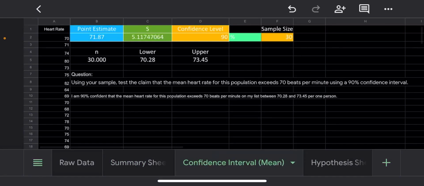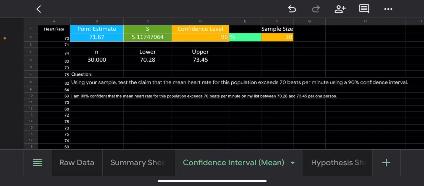Here's the confidence interval. The question I'm answering is, using your sample, test the claim that the mean heart rate for this population exceeds 70 beats per minute using a 90% confidence interval. The point estimate is 71.87. The standard deviation is 5.11, and the confidence level is 90%.